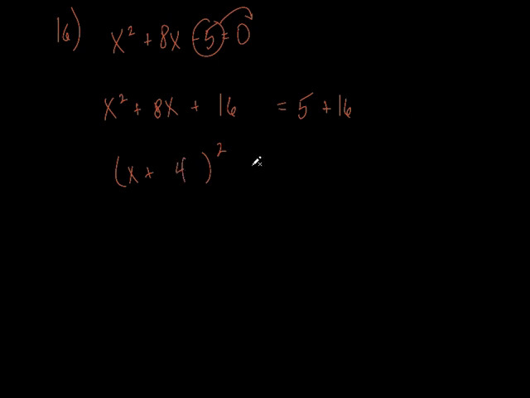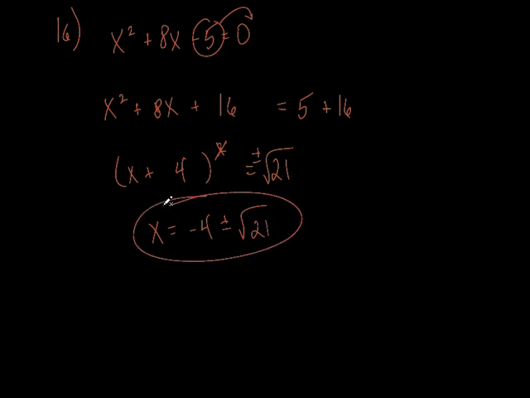You guys are too slow. Alright, 5 plus 16, quick, 21. Man, come on, you gotta beat me one time. So what do we do here? Same thing we did on that last problem, isn't it? Okay, square root, put a plus or minus out in front, and then do what to the 4? Subtract a 4. So x equals negative 4 plus or minus square root of 21. That's all there is to it.